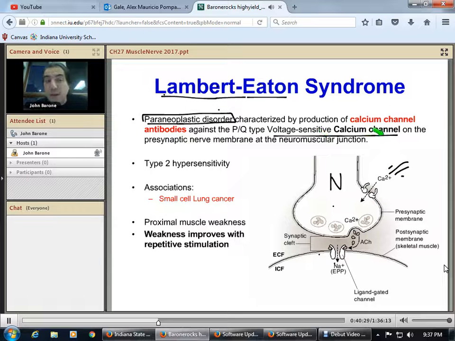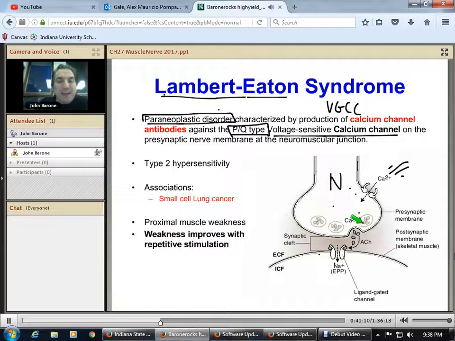Now, what kind of calcium channel? Voltage-gated calcium channels. It's not ligand-gated, it's voltage. As voltage comes out, it opens up the calcium channel. Now, what type? Well, it's not L type. It's P/Q type. This is how picky they're asking it. So, what causes Eaton-Lambert? Because of your cancer, your lung cancer, you're making antibodies against presynaptic nerve membrane, voltage-gated, P/Q type calcium channels. That's how specific you gotta be.